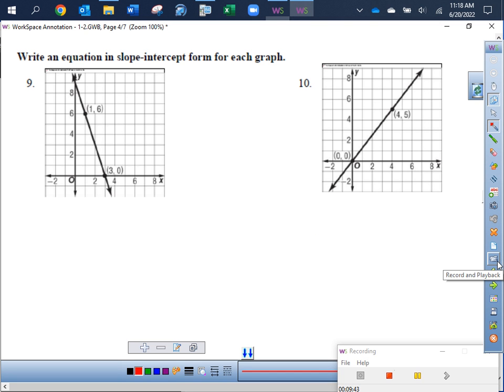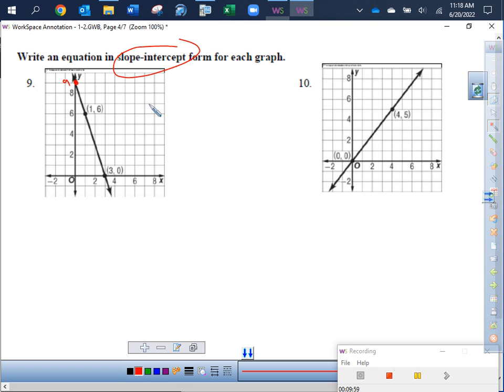Look at this. Write the equation of the line in slope-intercept form. I need a slope, I need a y-intercept. Well, there's my y-intercept right here. It's at 9. That's where it crosses the y-axis. Remember, this is an x-intercept. We want the y-intercept right here.